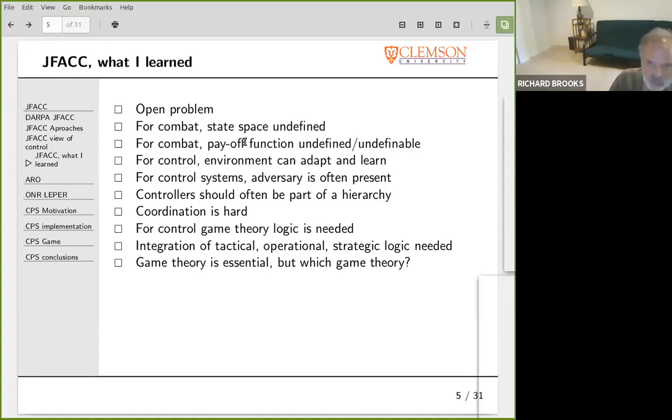So that's for control systems. Okay, for these problems, the environment, which includes the enemy, can adapt and learn, which makes it more difficult as well. You have the adversary, and another thing to consider is that the controllers are often part of a hierarchy. Coordination between multiple platforms is difficult. For controls, you do need to have the idea of game theory.